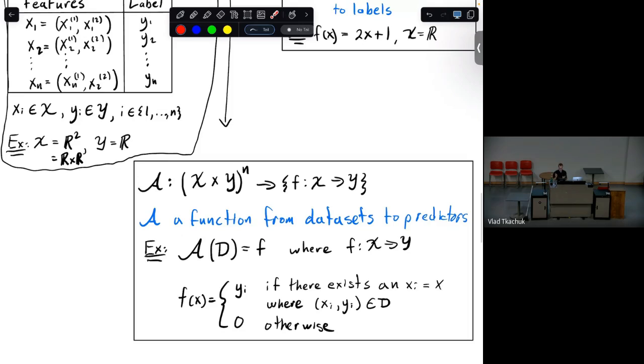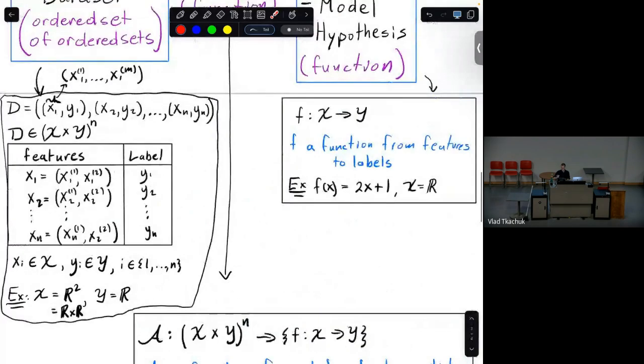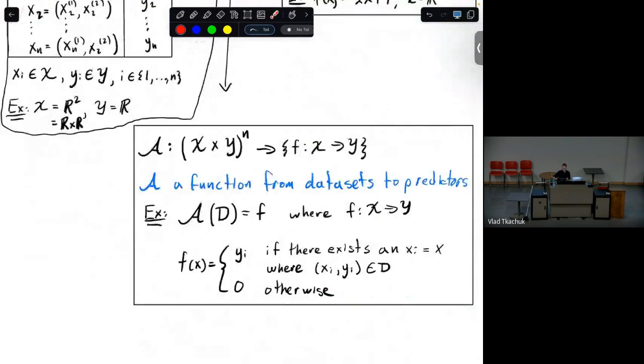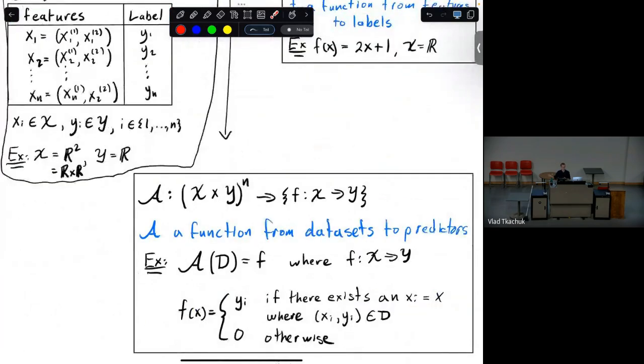Maybe let me explain them one more time and then see if that clears things up. So what is a predictor? A predictor is something that takes in just a feature, an unseen feature, and produces a label. That's all it has to do. Now what is a learner? A learner is something that's going to output a predictor.